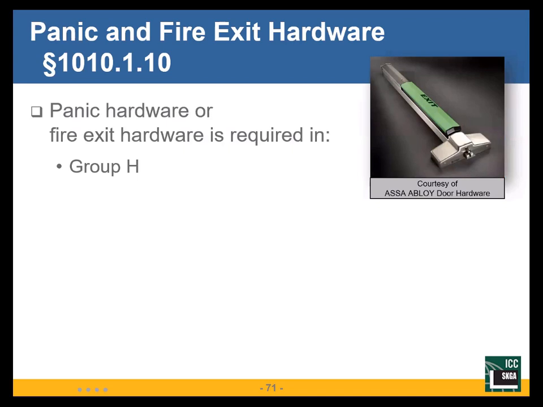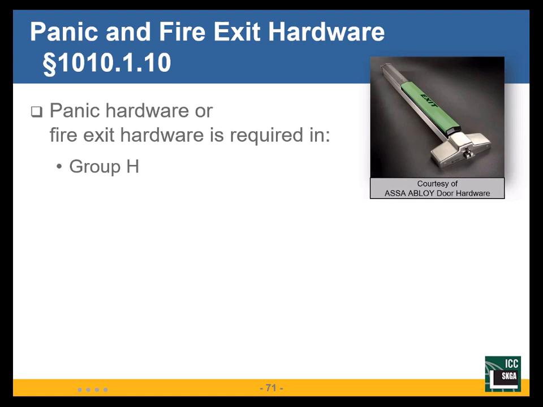When do I need panic hardware? We have two types of hardware in the code. We have panic hardware and fire exit hardware. The difference, and there is a difference, is fire exit hardware is panic hardware on a fire rated door. It goes through a different set of testing criteria, so we know that it's going to hold that door closed during the fire testing process.